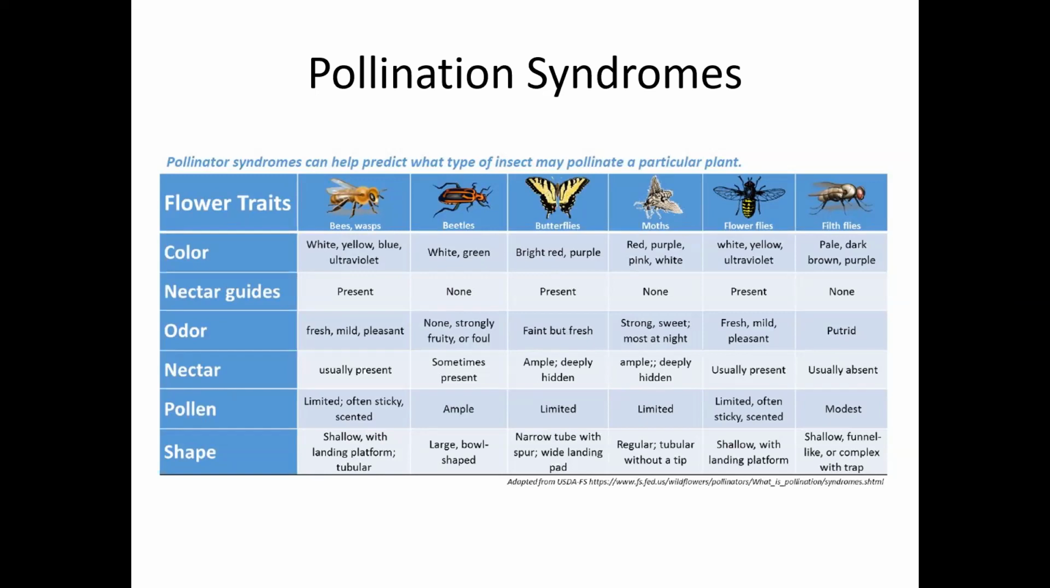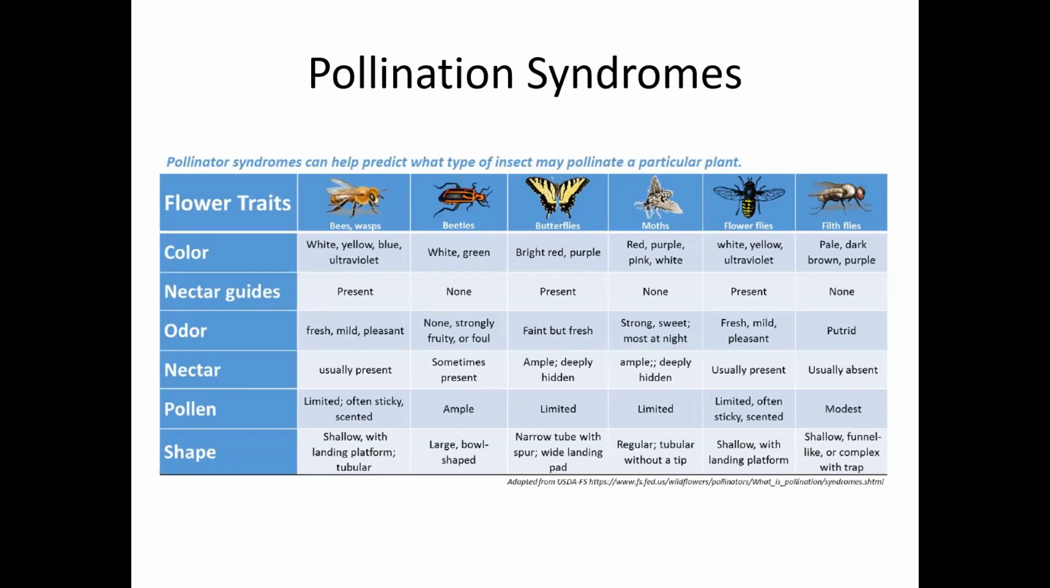There's no nectar guides. They don't even always contain nectar because beetles can't sip or lap up nectar. They have mouth parts that are for chewing. And so they're just going after the pollen. They're not going for nectar here. Sometimes the smell will be foul or kind of smell like rotting fruit. They tend to contain lots of pollen because, again, beetles are going for pollen, not for nectar, like bees and wasps.